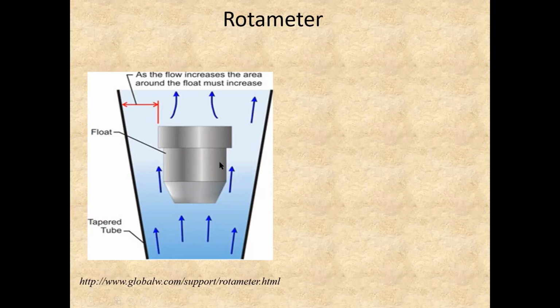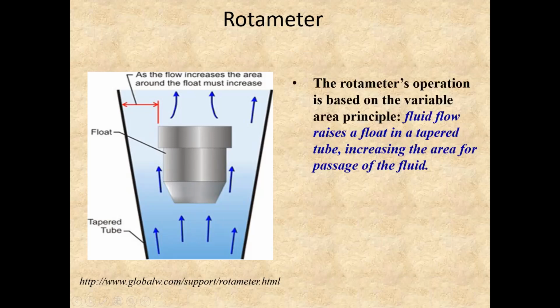Now this rotameter is placed in the path of the gas or the liquid for which you want to measure the flow rate, and these blue arrows show the direction of the gas or the fluid in this case. Now it's a free moving float, so this will move because of the flow of the gas or the liquid. Now the rotameter's operation is based on the variable area principle. That is, the fluid flow or the gas flow will raise a float in a tapered tube, increasing the area for the passage of the fluid.